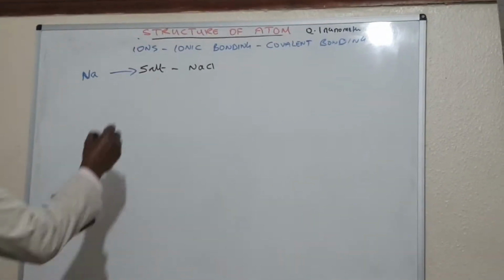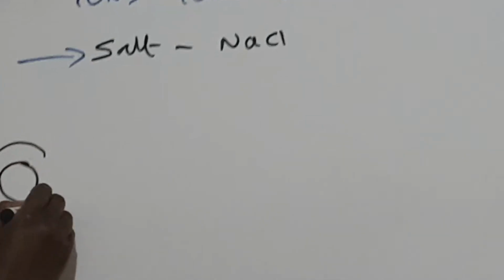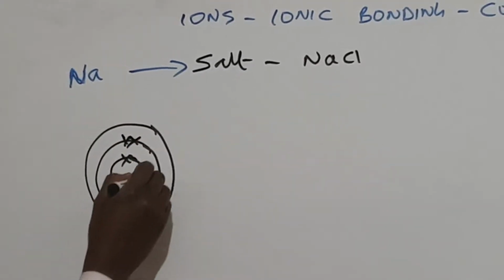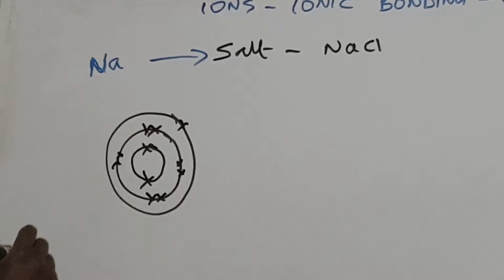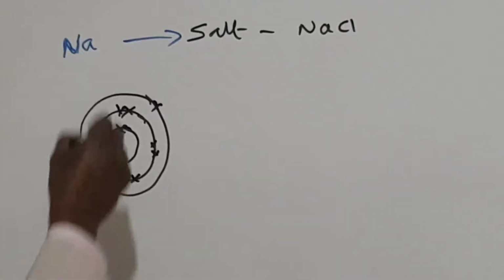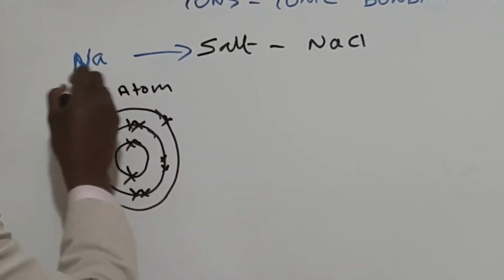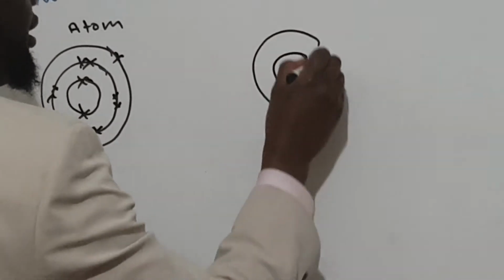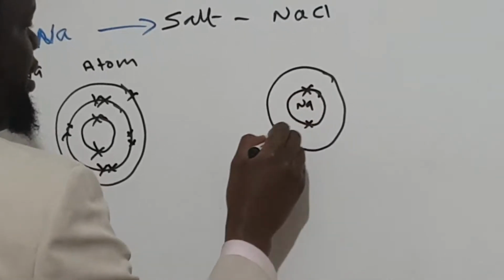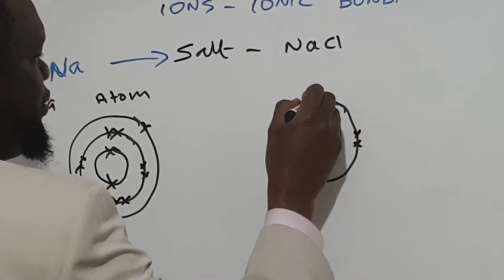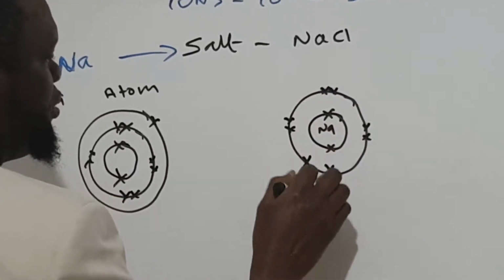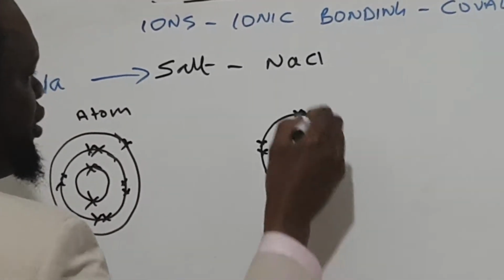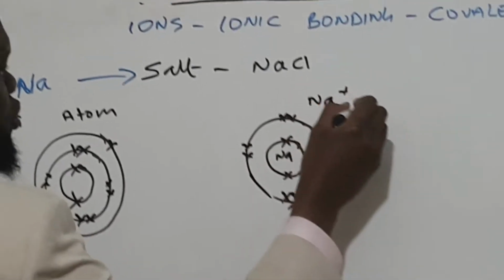Sodium chloride. Now sodium, if you look at the molecular structure, it is 2 here, 8 here, and 1 out. That is the sodium atom, and that is Na. But the sodium ion, when the sodium loses 1 electron, will look like this: Na, 8. So this will be Na plus, or sodium ion.